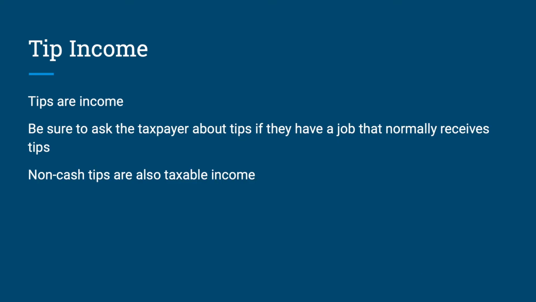And so moving on here and diving in a little more specifically, something that we need to talk about here is tip income, because this is one that can easily be missed. And as a general principle here, and something that should always be followed, is that tips should always be recorded as income. And it's really important that we ask the taxpayer about tips if they have a job that normally receives tips. So for example, if you're preparing a return for someone and their occupation is as a server, you should probably ask them if they have any tips that are not reported on their W-2.